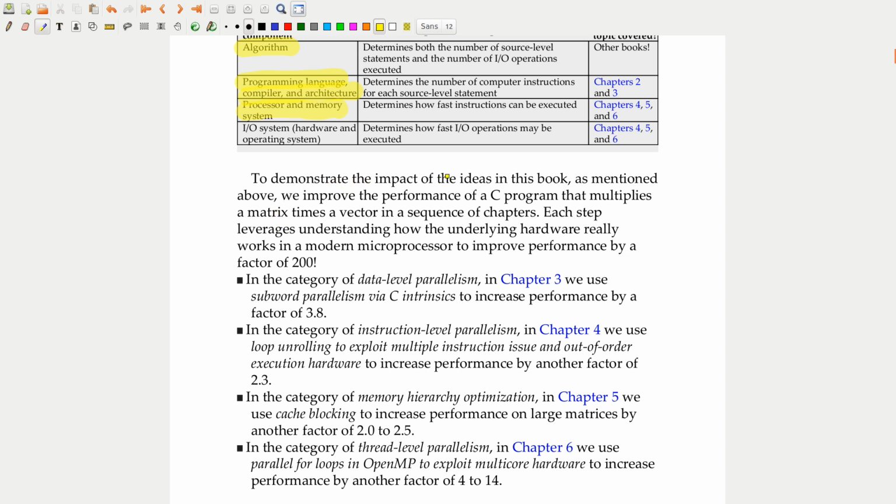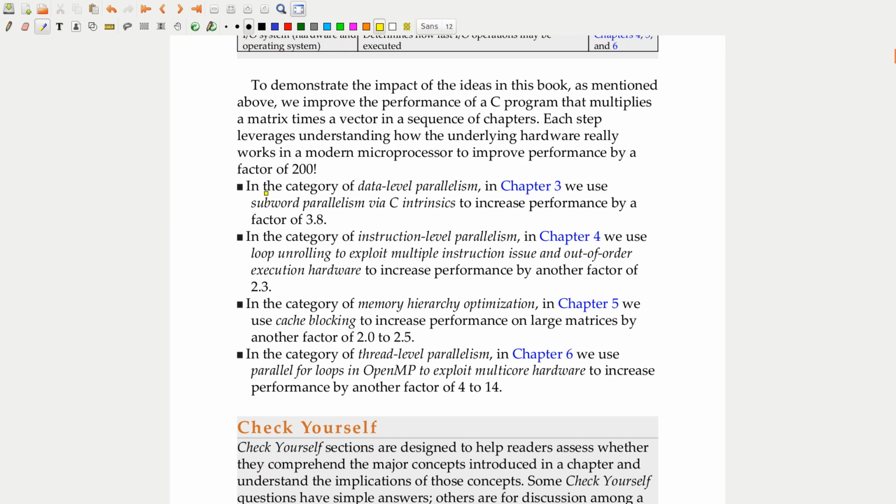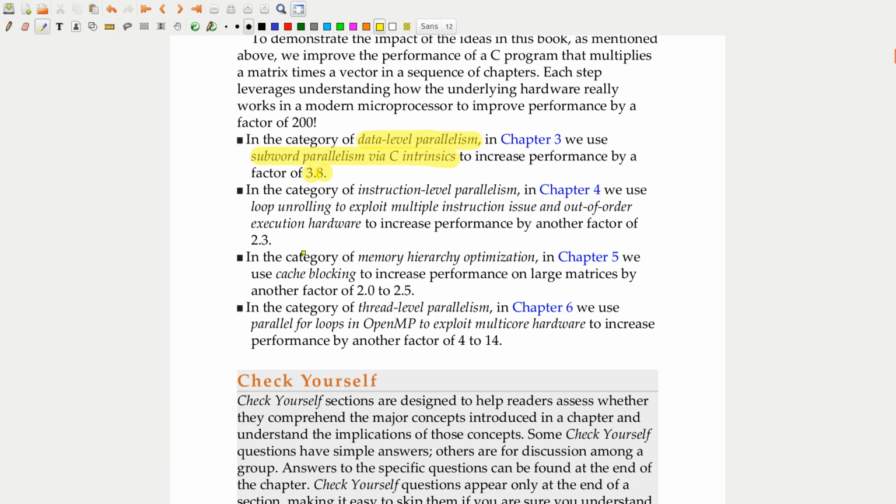So, to demonstrate the impact of the ideas of this book, we improve performance of a C program that multiplies a matrix times a vector in a sequence of chapters, a matrix vector multiplication. Nice. So we're going to talk about data level parallelism, and using subword parallelism via C intrinsics, we can get the performance over the baseline to improve by 3.8x. That's pretty good. Not the best, but still pretty good.